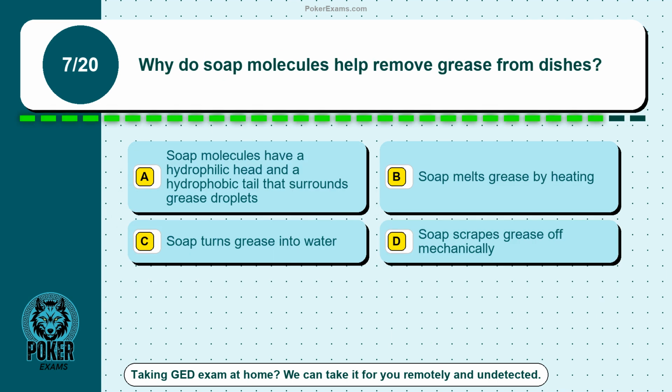Question 7. Why do soap molecules help remove grease from dishes? Option A. Soap molecules have a hydrophilic head and a hydrophobic tail that surrounds grease droplets. Option B. Soap melts grease by heating. Option C. Soap turns grease into water. Option D. Soap scrapes grease off mechanically.